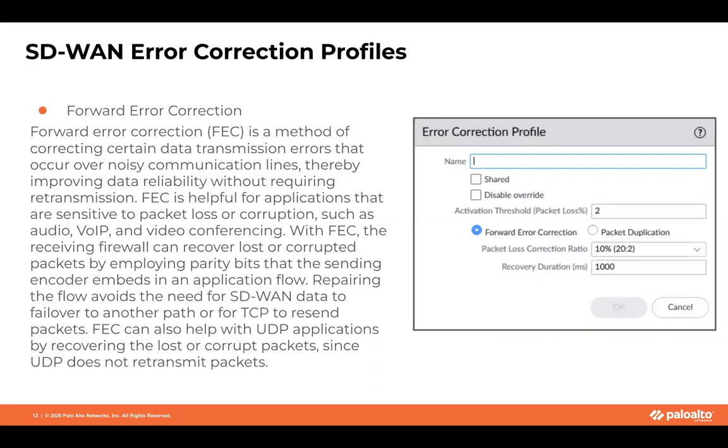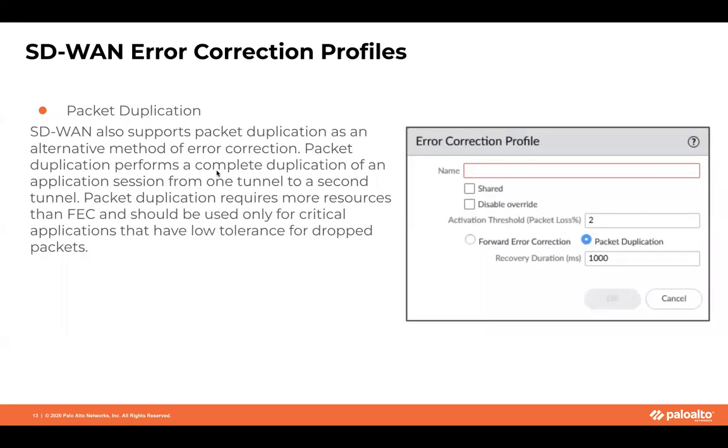The other profile we introduced as part of this is packet duplication, which is actually a lot more impactful than FEC. With packet duplication, we're literally duplicating one session and sending it down an alternate path, so we can use those packets to repair a session on the other end if any of our packets get dropped.